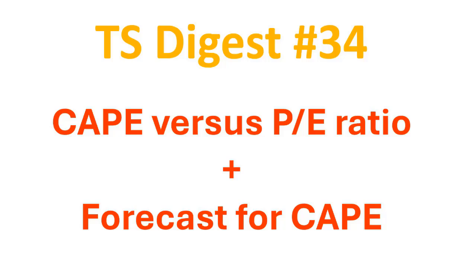CAPE versus price earning ratio, and also forecast for CAPE. Last week I got many questions about forecast for price earning ratio. There are two variants of price earning ratio for S&P. Firstly, this is standard price earning ratio, and another they call cyclical adjusted price earning ratio, by Robert Shiller. And the question: what price earning ratio is better to make forecast?